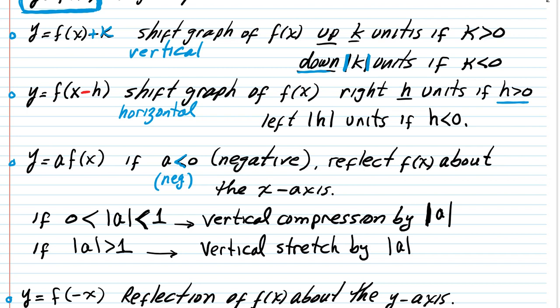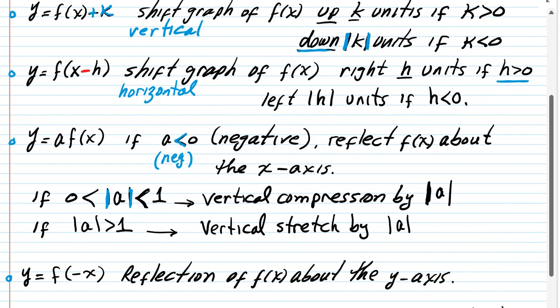If the absolute value of a, and here again the absolute value means negative or positive doesn't matter, we think of the magnitude of the number. So if the absolute value of a is between 0 and 1, then that will cause a vertical compression of the graph by a factor of the absolute value of a. If the absolute value of a is greater than 1, then we have a vertical stretch of the graph of the function by a factor of a.